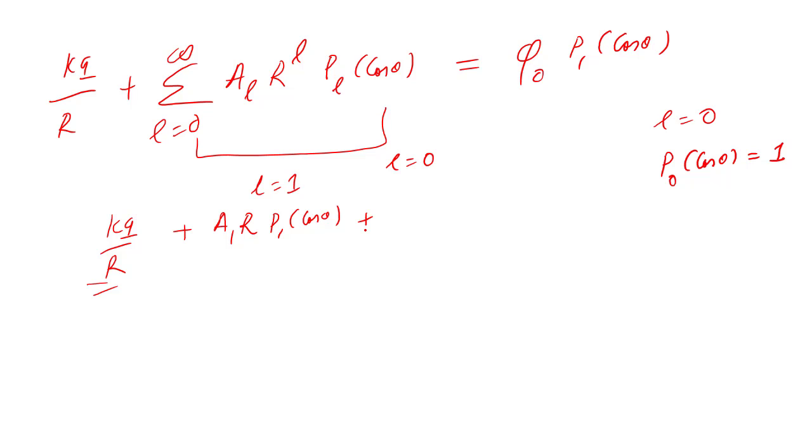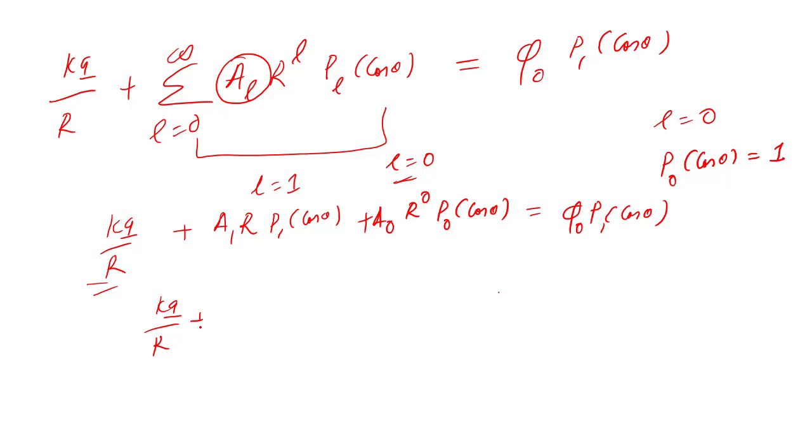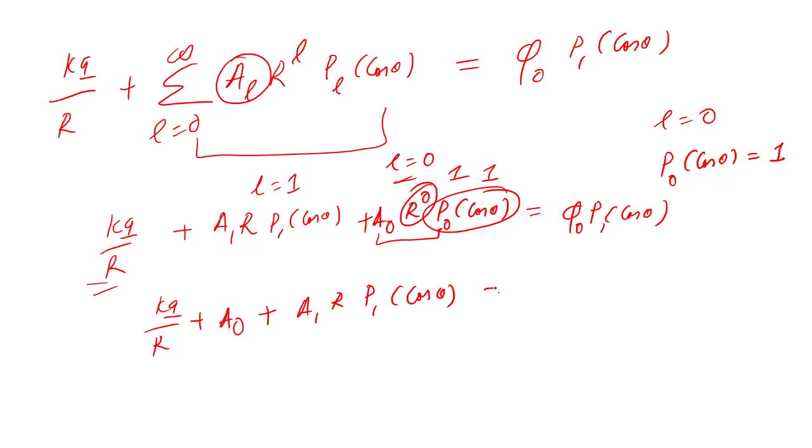So for L equal to 0, you would have A0 R to the power 0 P0 of cosine theta, equal to phi 0 P1 cosine theta. Then we have KQ by R plus, I'm going to write this term first, A0 R to the power 0 is simply 1, and P0 of cosine theta is 1, so I just have A0 plus A1 times R P1 of cosine theta is equal to phi 0 P1 of cosine theta. So you can see that this term and this term are matching.